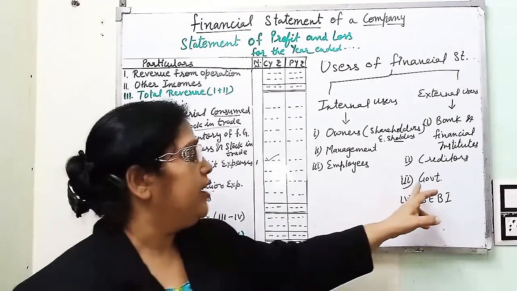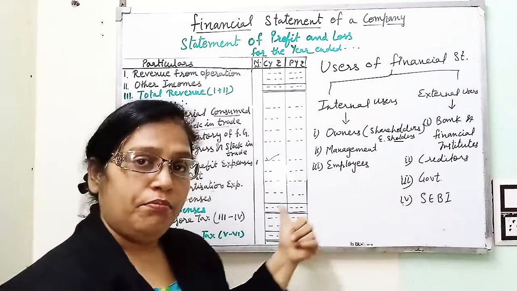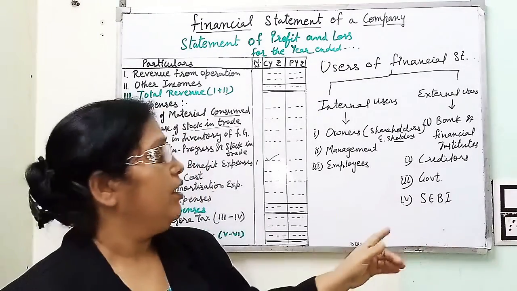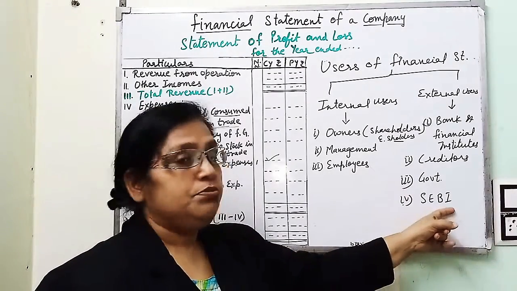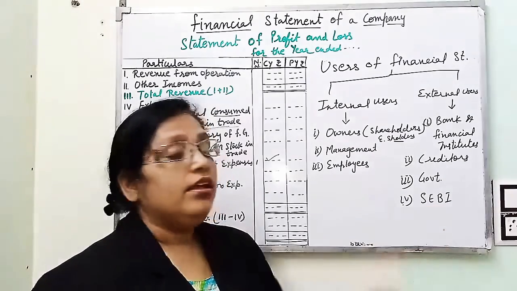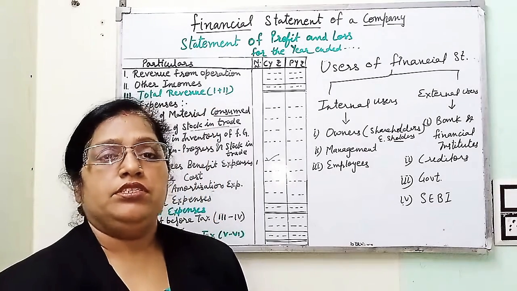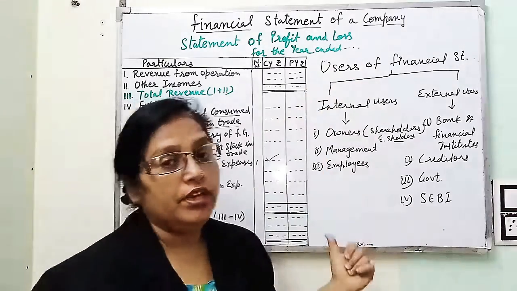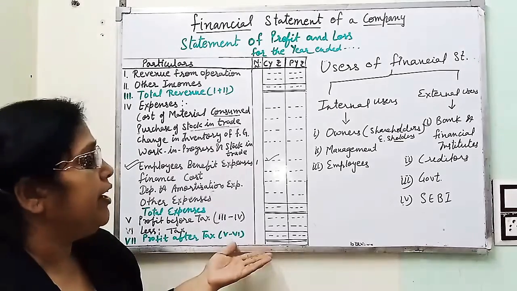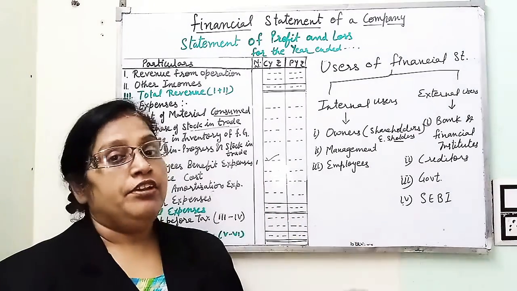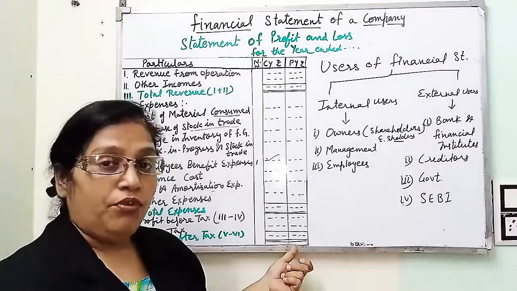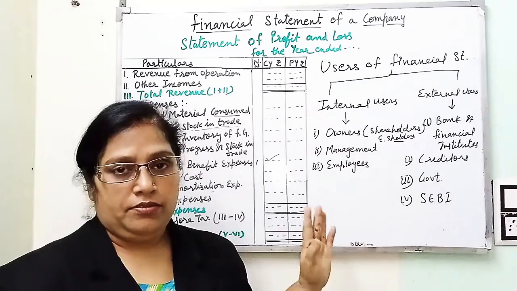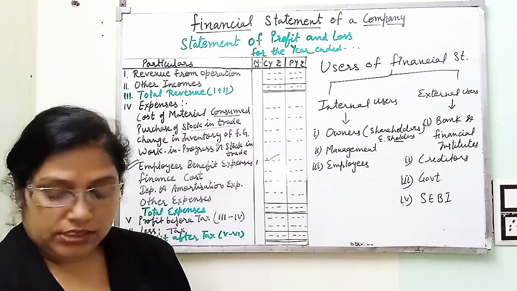Next is government. The government has to charge tax on profit of the company, so they want to know the profitability of the company. Next is Securities Exchange Board of India. They are the real protector of the investors. They want to know the profitability of the company, the financial statement of the company, so that they can verify that each and every investor is getting their bonus or premium at the particular time, or they will be able to get their money back. Clear?